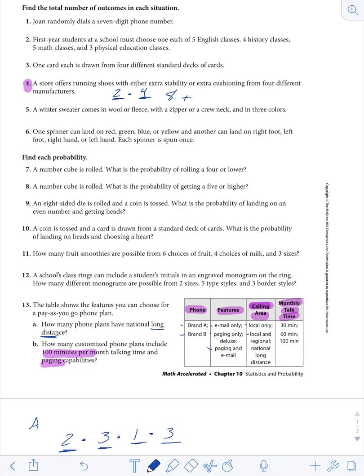Oops, I was going to write types. Again, that could be stability with Nike, stability with Adidas, stability with your Vans, whatever, right? Or I could have cushioning and Nike, cushioning and Adidas, however it goes, but there's going to be 8 total types.